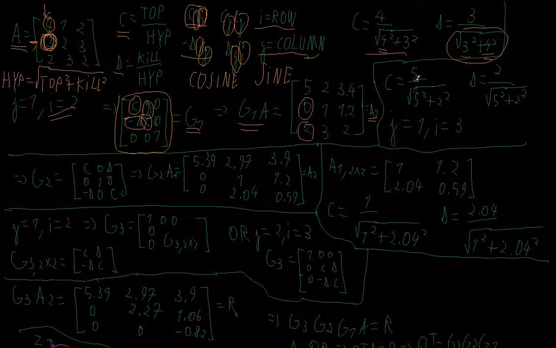Cosine is the top element, 5, over the square root of this top element squared, so 5 squared, plus the element you want to kill squared, so 2 squared. Our sine is the element you want to kill, so 2, over the square root of the top element squared, 5 squared, plus the element you want to kill squared, so 2 squared. So again, this is simply the hypotenuse, which was defined as the square root of the top element squared plus the element you want to kill squared. And our J is 1, first column, and our I is 3, third row.